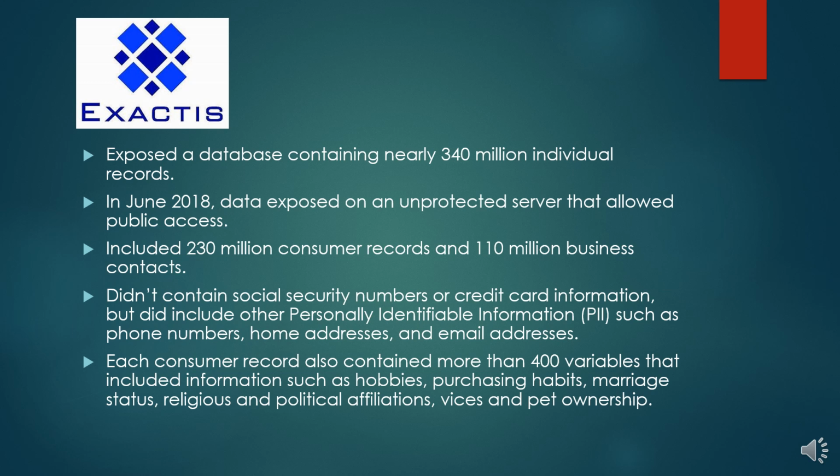The data didn't contain Social Security numbers or credit card information. However, it did include other types of personally identifiable information, such as phone numbers, home addresses, and email addresses, all of the information needed by a criminal to commit identity theft. Each consumer record also contained more than 400 variables that could be used to build a detailed personal profile of the individual. This included information such as hobbies, purchasing habits, marriage status, religious and political affiliation, vices, and pet ownership.